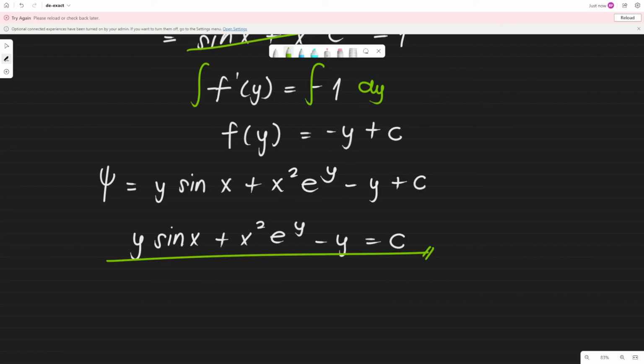Next lesson, we will be discussing integrating factors, the solution to differential equations using integrating factors.